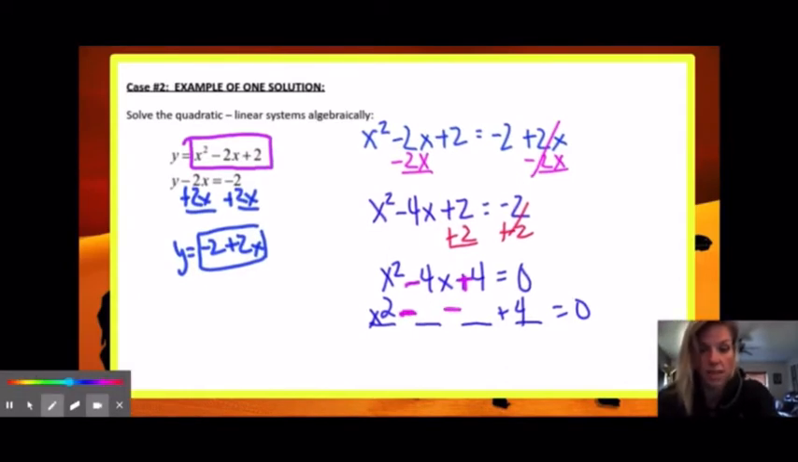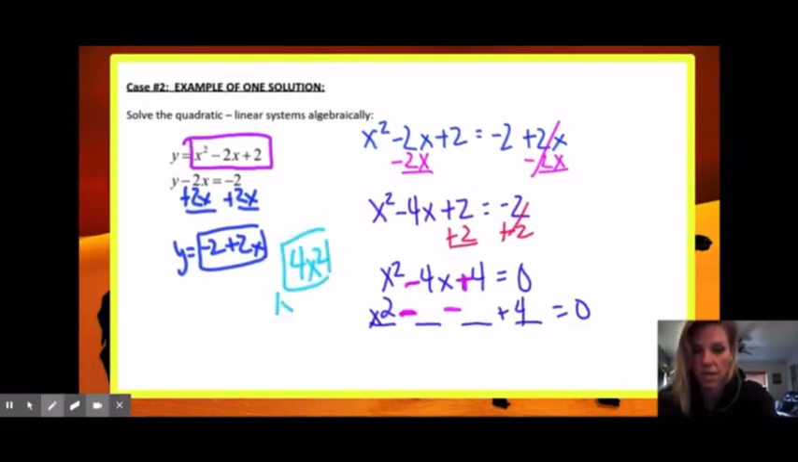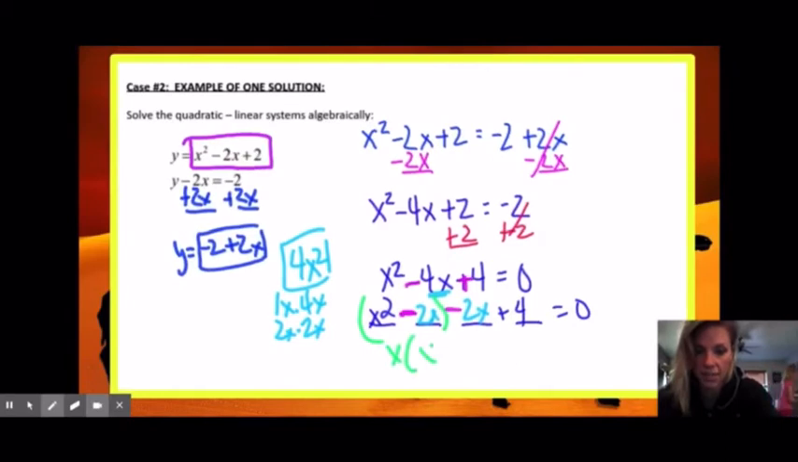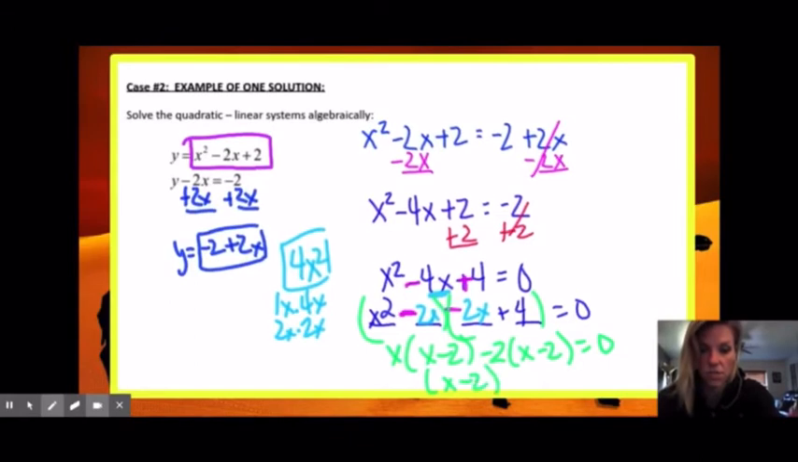I'm going to multiply the x squared and the 4, so I get 4x squared. Well, what multiplies to 4 is 1x and 4x, and 2x and 2x, and you're going to pick the 2 and the 2 because they can add to the middle number. So 2x and 2x. GCF of the first two terms is x. You take that out, you're left with x minus 2. GCF of the second two terms, that's a negative 2. I'm going to take it out. I'm left with x minus 2. That leaves me with x minus 2 times x minus 2 equals 0.